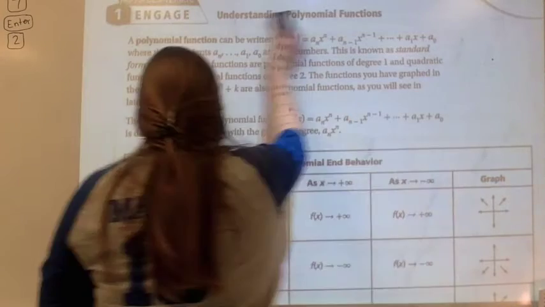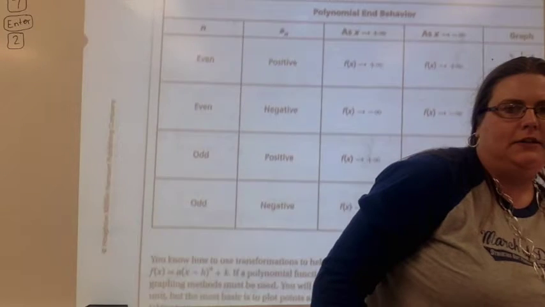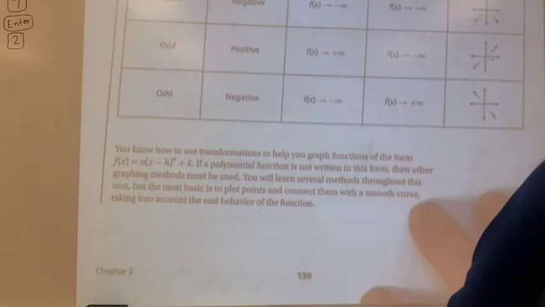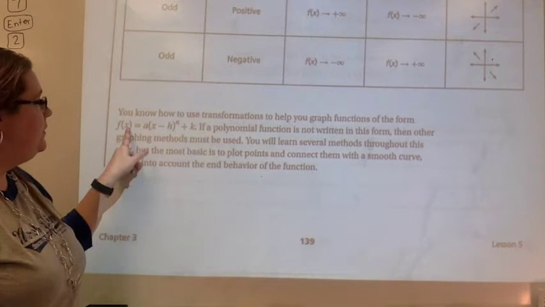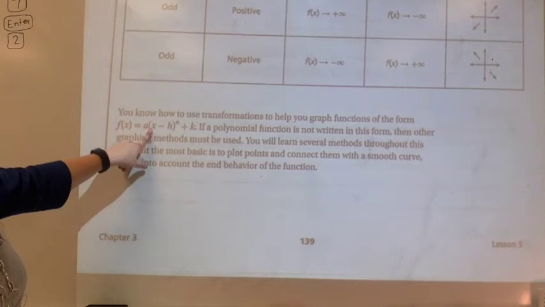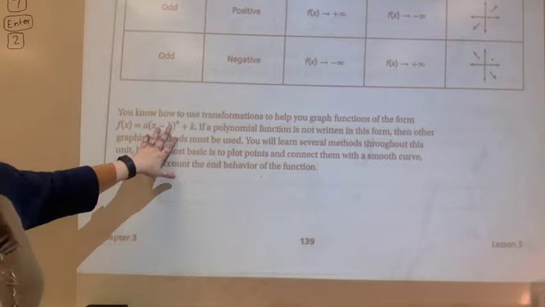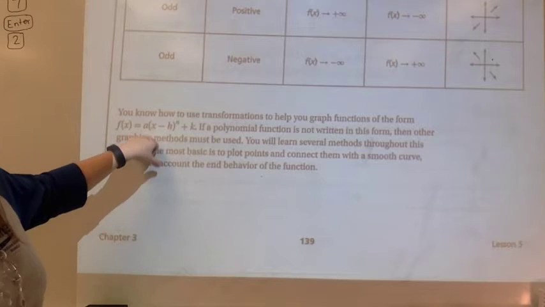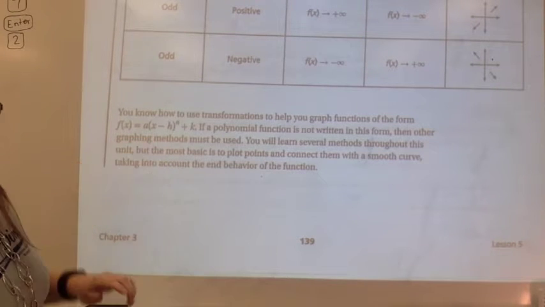But to try to not make this last all night, I'm going to go ahead and push up and look at the paragraph on the bottom. Here the bottom says, you know how to use transformations to help you graph functions of this form, f of x equals a times the quantity x minus h to the n power plus k. This is vertex form. Hopefully you recognize it. And I want you to add a couple of notes to the bottom of this sheet to help you remember how transformations work with this.